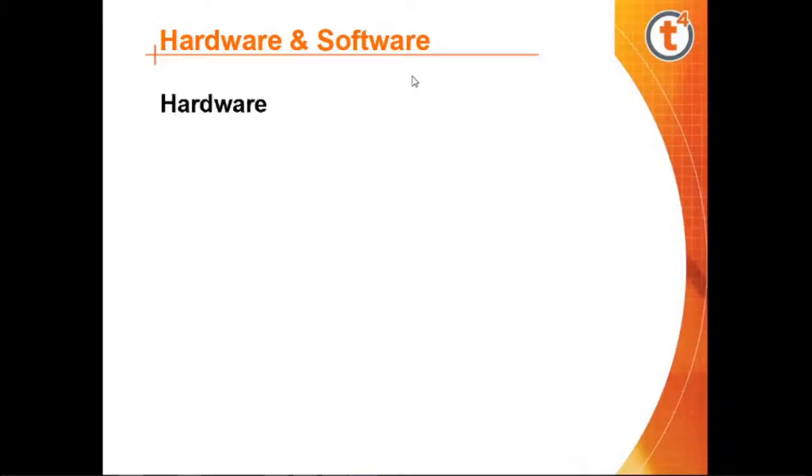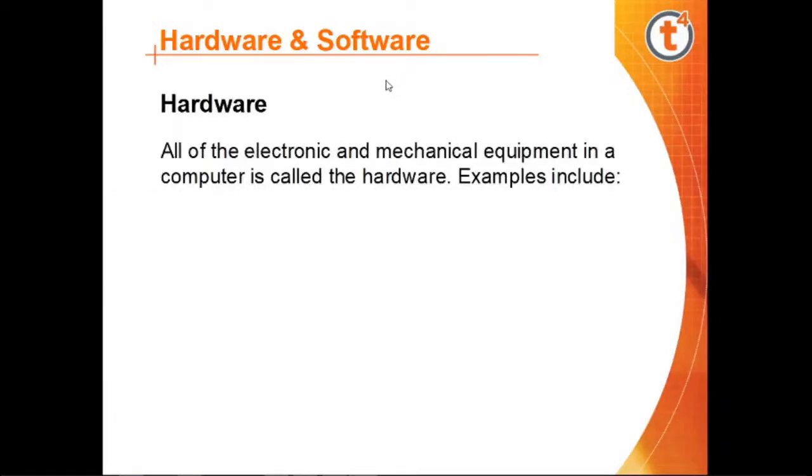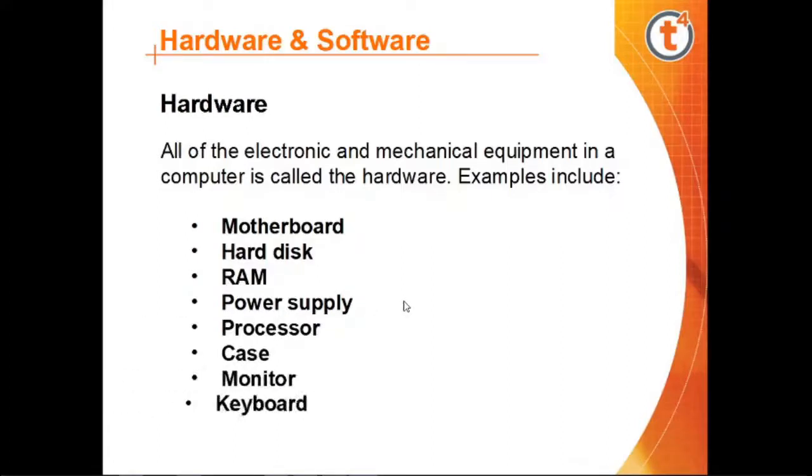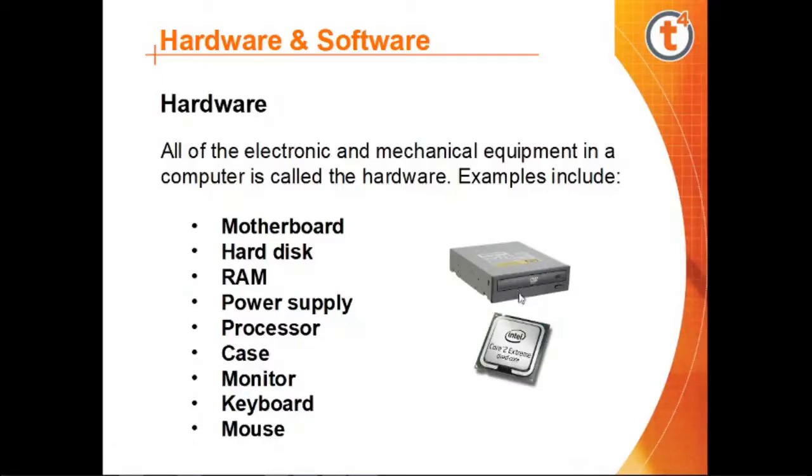Hardware and software. I have already told you that hardware means not only the monitor, keyboard and mouse, but also the CPU, which is divided into various system units. So we will study them one by one. Next, all of the electronic and mechanical equipment in a computer is called hardware. For example, motherboard, hard disk, RAM, power supply, processors, case, monitor, keyboard and mouse.